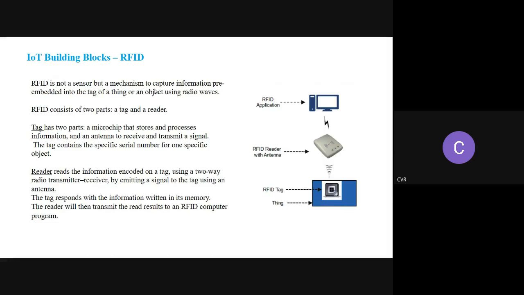In the tag you have a microchip, which has complete information of the product, its serial number, what cost, and all of those things. And you also have an antenna to transmit and receive the signals. Then the reader will read out the things, and finally emit the data through the antenna, so you can get it in the PC directly. So this is how it is done commonly.